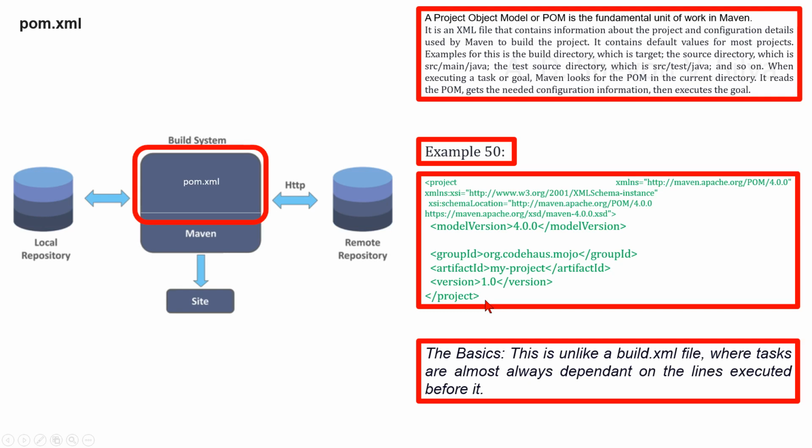If some external force causes the lifecycle to skip the Ant plugin execution, it does not stop other plugins that are executed from doing their magic. This is unlike a build.xml file, where the tasks are almost always dependent on the lines executed before it.